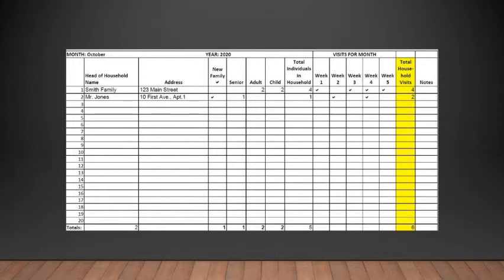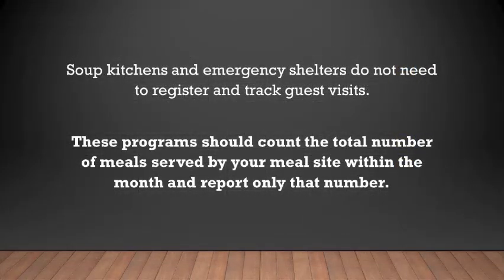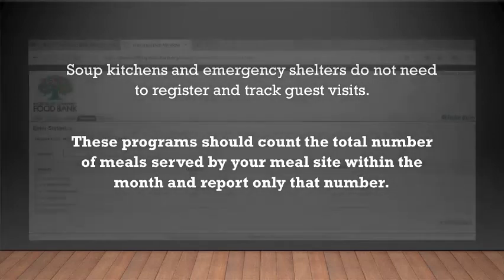So let's review the information we have so far. We have 2 households in total with a total of 5 individuals. The Smiths came 4 times and Mr. Jones came twice. So our household visits number is 6. Soup kitchens and emergency shelters should count the total number of meals served by your meal site within the month and report that number. This is a duplicated number.